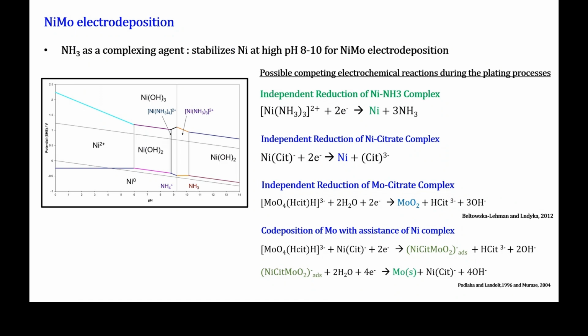And he's now trying to understand what is actually happening in his system, the possibilities being that you have nickel-ammonia complexes independently reducing to nickel, whether you have citrate complexes also reducing to nickel, whether you have molybdenum citrate complexes reducing to molybdenum oxide, or whether you have this mixed situation where you have this kind of weird combined catalysis.